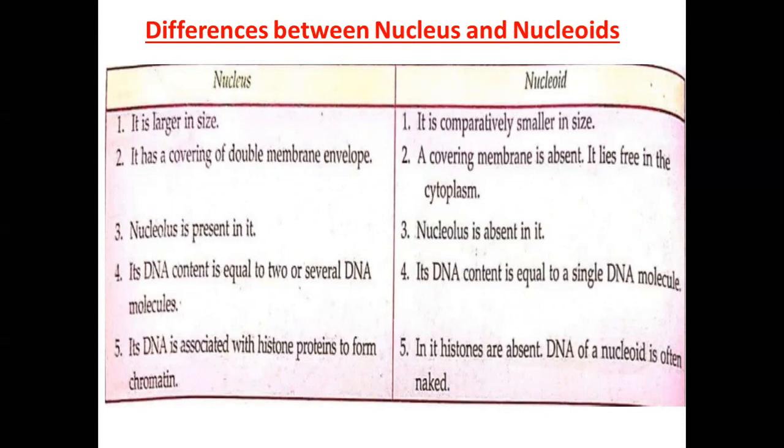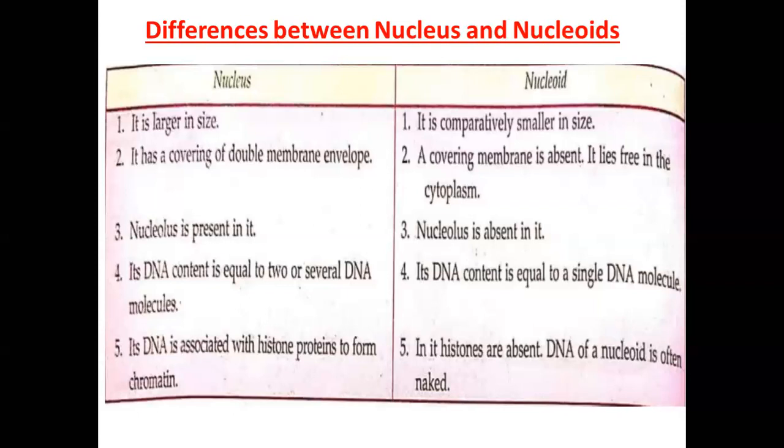Now in case of nucleus, it is larger in size. In nucleoid, it is comparatively smaller in size. Nucleus has a covering of double membrane envelope. In case of nucleoid, a covering membrane is absent. It lies free in the cytoplasm. In case of nucleus, nucleolus is present in it. In case of nucleoid, nucleolus is absent in it.